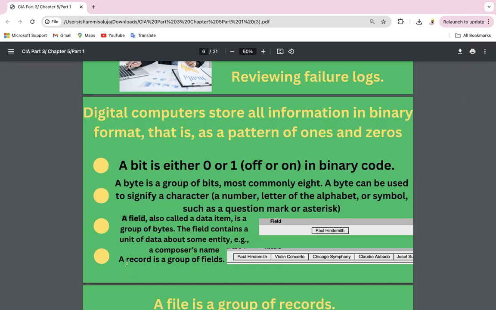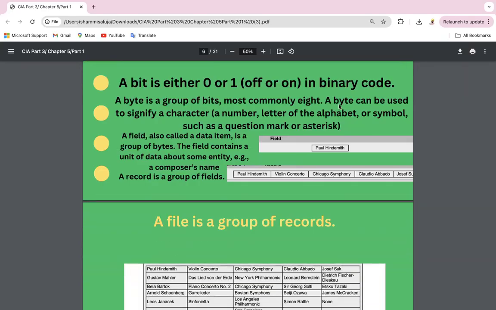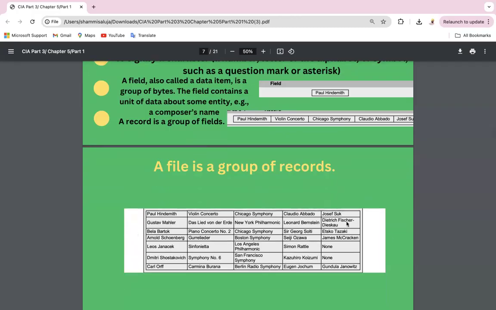And if we talk about the record, it is a group of fields. So if there are many fields, it is referred to as a record. So a file is a group of records. So there are 3 things: field, record, and file. Field is particularly a group of bytes. Record is a group of fields. And file is a group of records. If there are too many records, together they make a file, right?